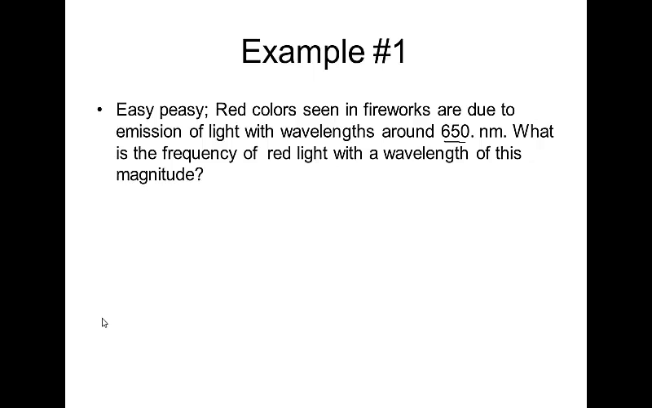All right, here's an easy peasy example. Red colors seen in fireworks are due to the emission of light with wavelengths around 650 nanometers. Notice 3 sig figs. What is the frequency of red light with a wavelength of this magnitude? They are asking me what the frequency of this light is, how many peaks, how many waves in 1 second. The speed of light is equal to the wavelength times frequency. We are calculating frequency. So frequency is equal to the speed of light over wavelength.